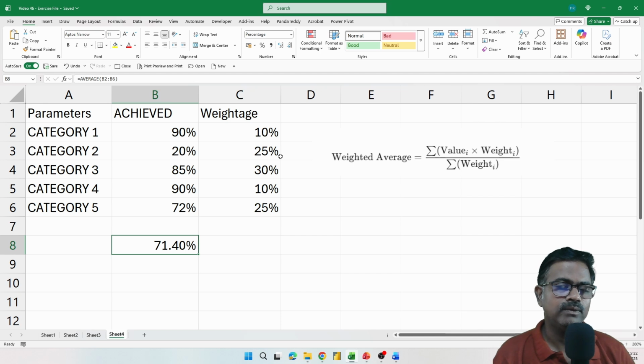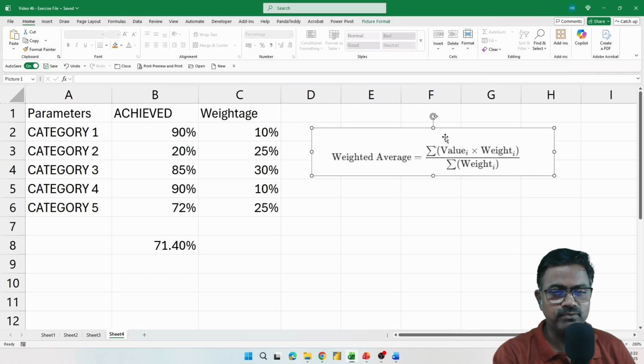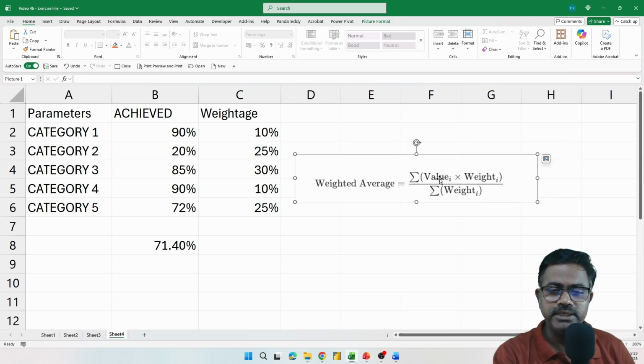But let's say I want to consider the weightage for each category and know what his average performance is. Then the formula would be this one, which I've selected for you. It should be 90% multiplied with the respective weightage. So for category 1, I multiply 90% with 10%, plus 20% for category 2, 20% into 25%. Likewise, I have to do it for each category and finally divide it by the weightage value.